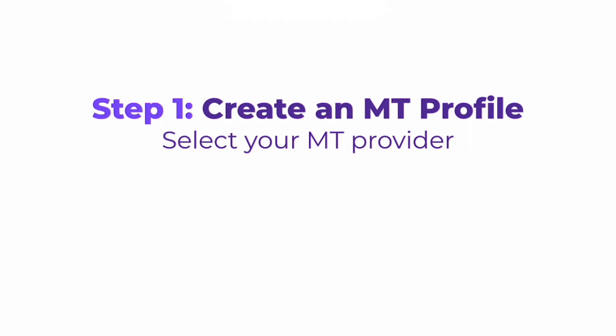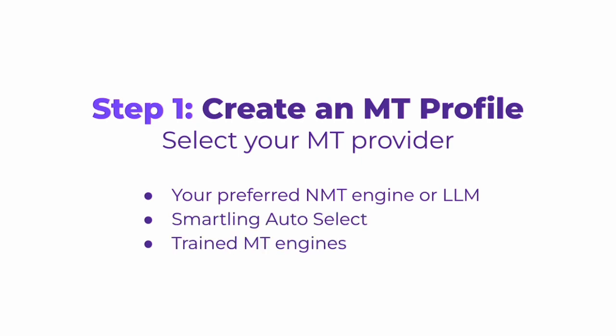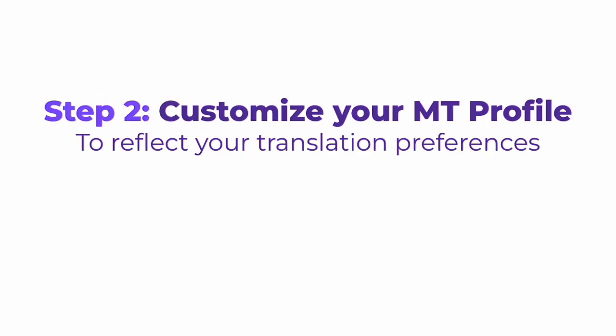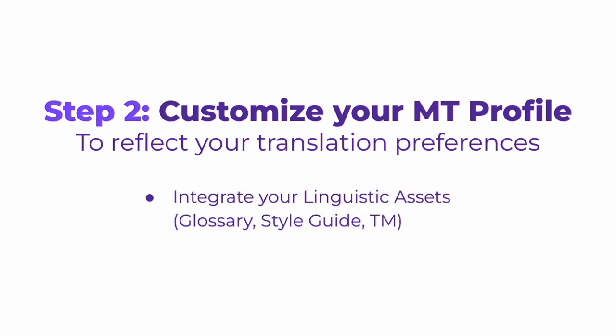First, you need to set up an MT profile. This is where you can select your preferred machine translation provider and then customize the translation settings to your preferences. You can choose your preferred machine translation engine or large language model, use Smartling Auto-Select, or even trained MT engines. You can then customize the MT profile by integrating your linguistic assets or setting up custom rules. This helps ensure that the translation output will adhere to your brand terminology and preferences.